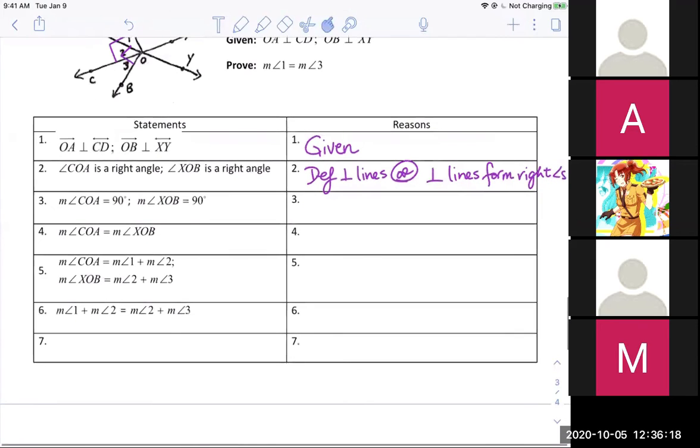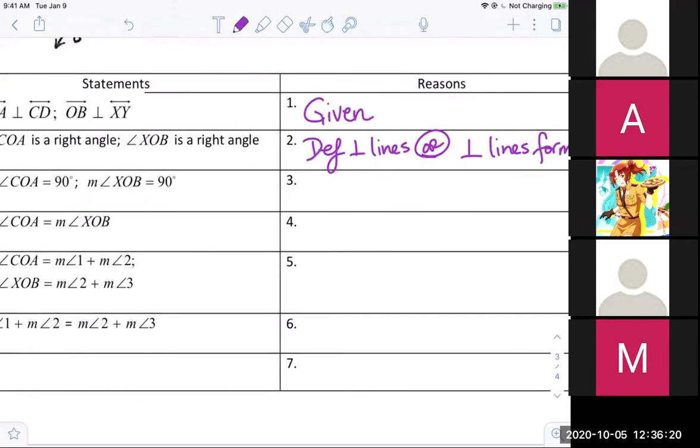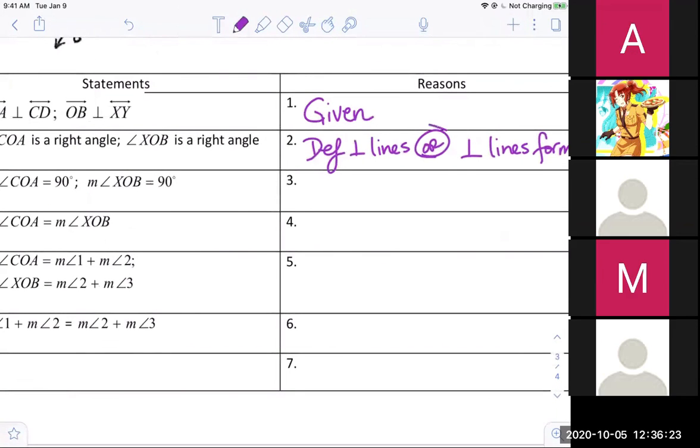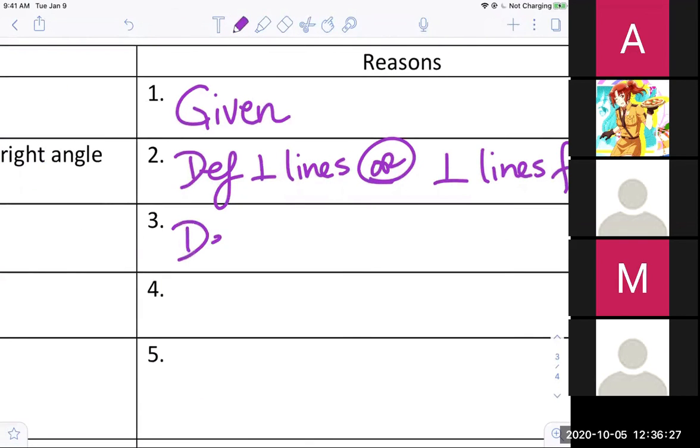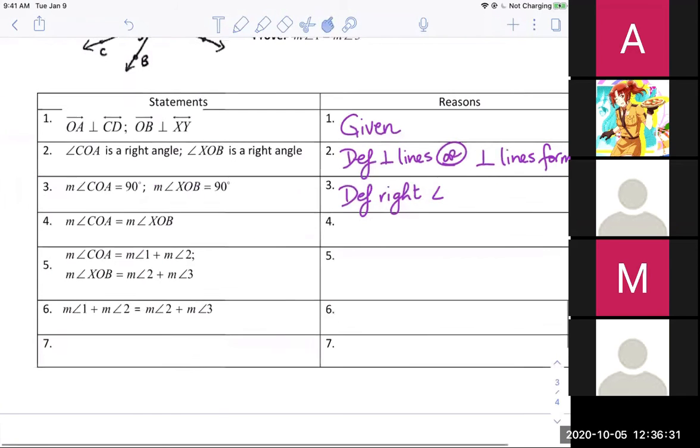Okay, from 2 to 3. Because they're right angles, that means their measures are 90. That is the definition of right angles. That's what it means to be a right angle.